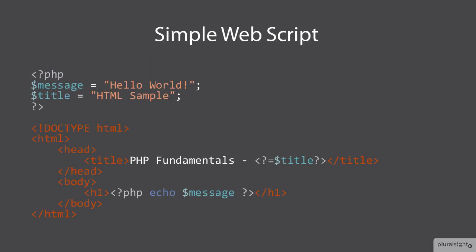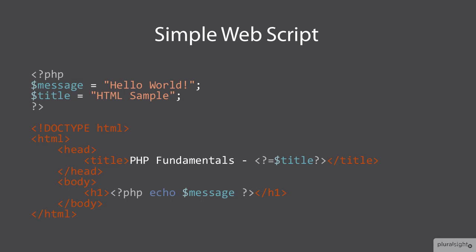The beginning should look familiar. We have our opening PHP tag. We're setting two different variables. Again, we don't have to declare the type because PHP is a weakly typed language. We have a closing PHP tag. Now this is important because after it, we are actually having HTML rendered to the screen. If you don't have the closing PHP tag, an error will be thrown.